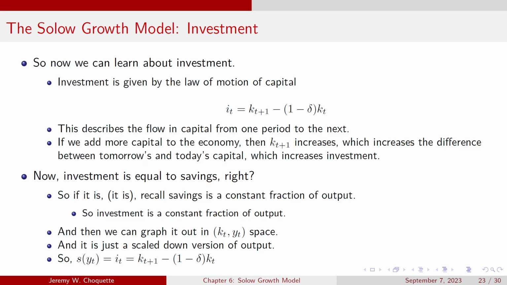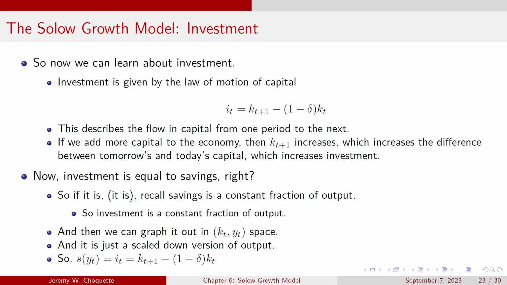So now that we've learned a lot about the production function, let's learn a little bit about investment, right? And it's governed by what's known as the law of motion of capital. We've gone through this already, but a little bit of refresher from earlier in the lecture is not really a bad thing. It describes the flow in capital from one period to the next. And if I add more capital to the economy, right, then K_{t+1} will go up, which increases the difference between tomorrow's and today's capital, which thus increases investment.